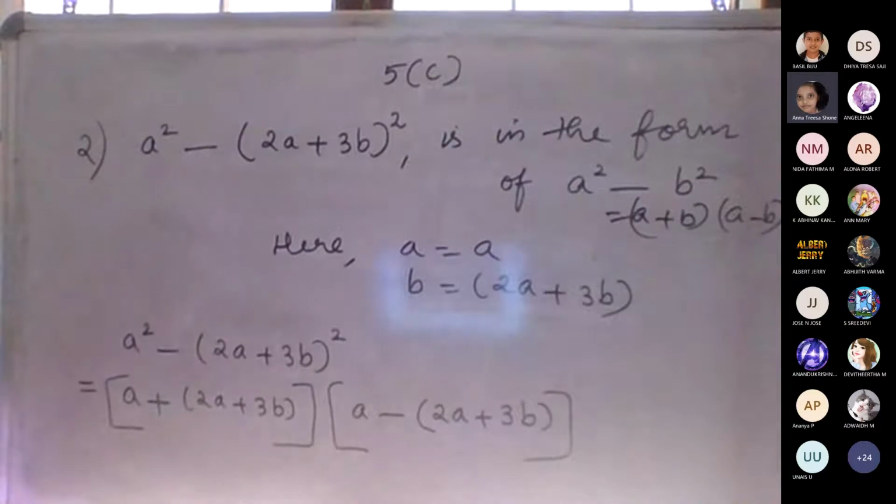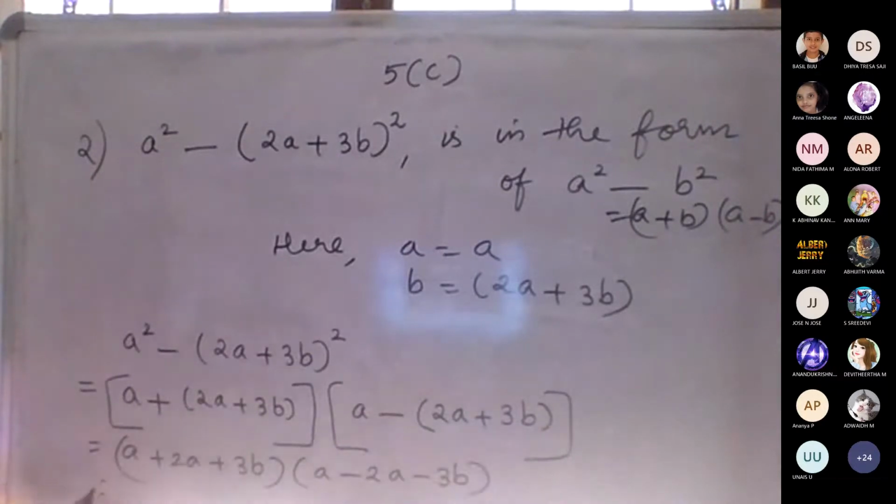Yes, ma'am. Okay. Then change the bracket, no? Change it. So it will be a plus 2a plus 3b, a minus 2a minus 3b. Again, we can simplify that.